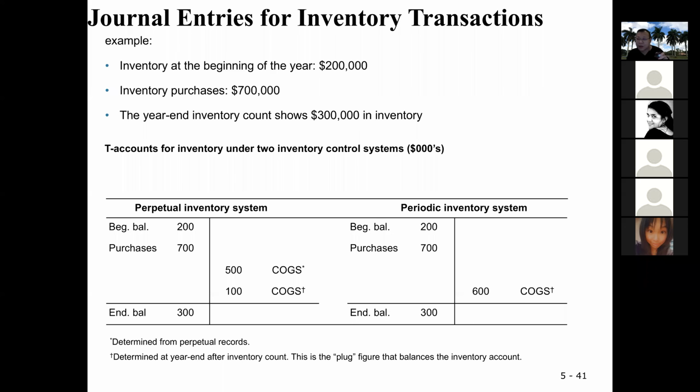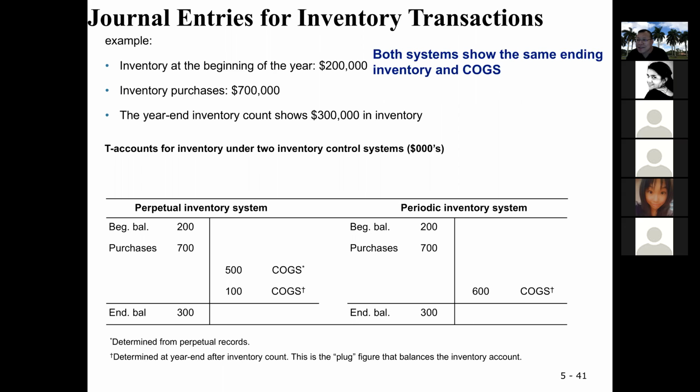Anyone else? Can I move on? Yes. Okay, awesome. So now you see the difference, right? But make sure you understand, it doesn't matter which system you are using, you should have the same end results. Your ending inventory is the amount according to the inventory count, and your cost of goods sold is the beginning plus purchases minus ending inventory.